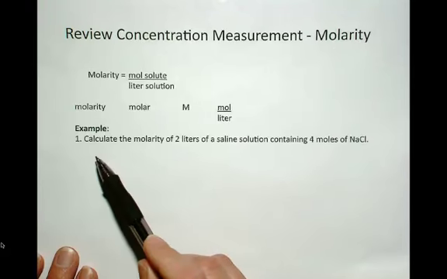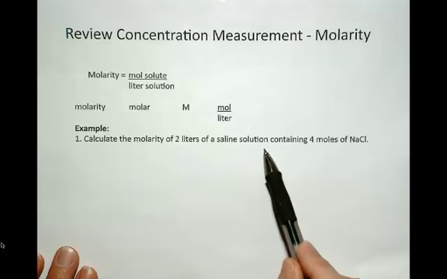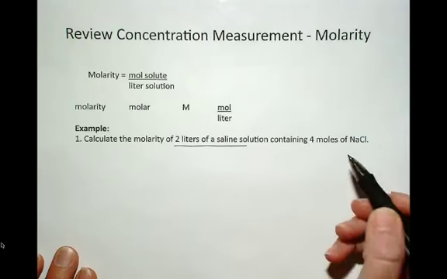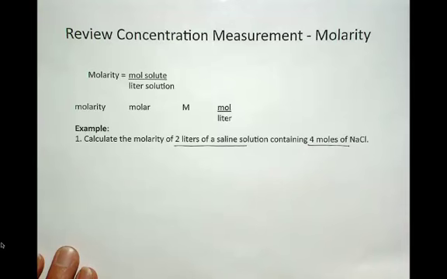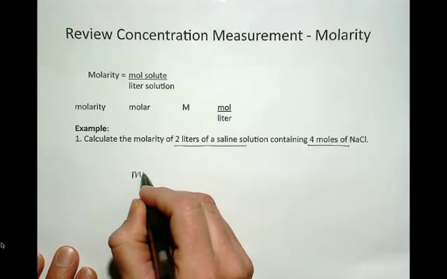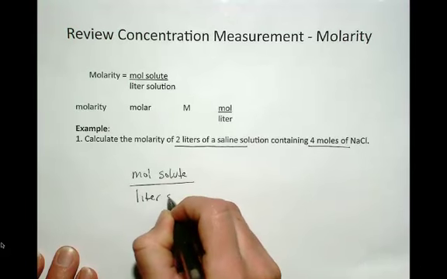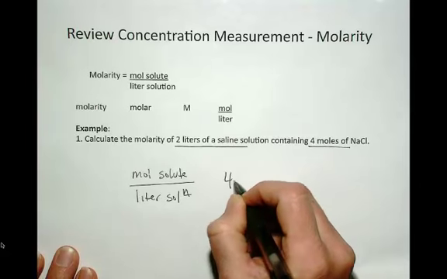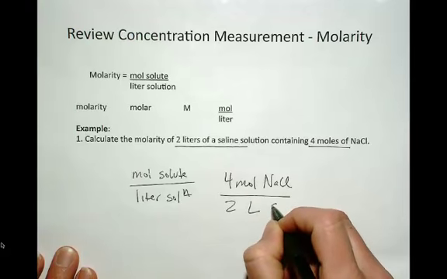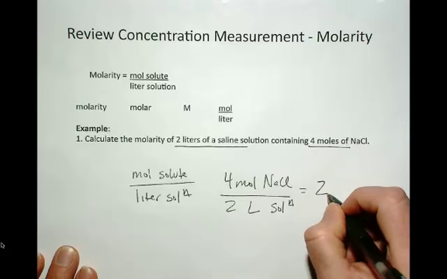for solutions. So, for example here, calculate the molarity of 2 liters of a saline solution containing 4 moles of NaCl. So we have the volume here is 2 liters of solution, and the solute amount is 4 moles. And so in this case, you just use the definition that it's moles of solute divided by liters of solution. And in this case, it's 4 moles of the solute sodium chloride divided by 2 liters of solution. And the concentration then is 2 molar.